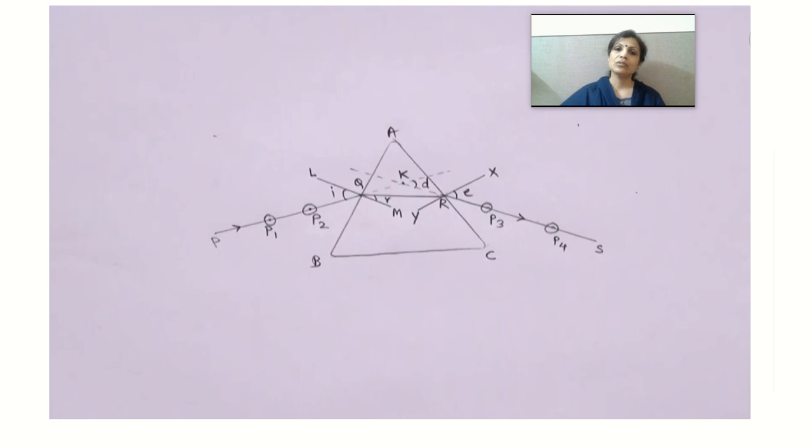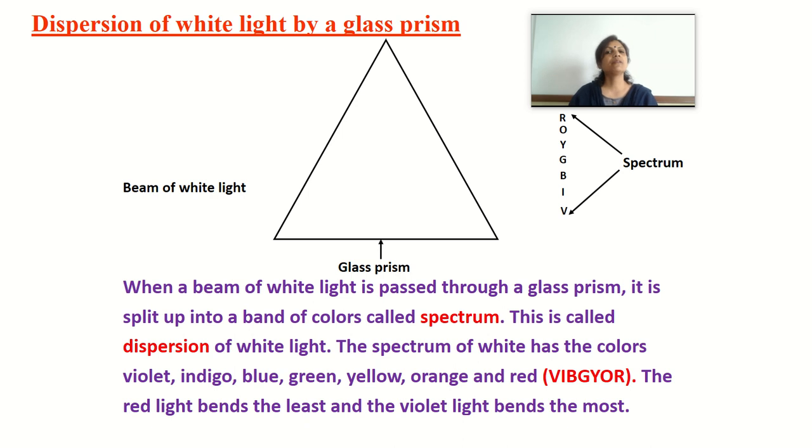Right, children? So this will be an interesting activity to perform in the lab, and once we go into the physics lab, we will have this hands-on activity and you will understand refraction of light through a glass prism in a better manner. Our next topic is dispersion of white light by a glass prism. So look at the screen, children.